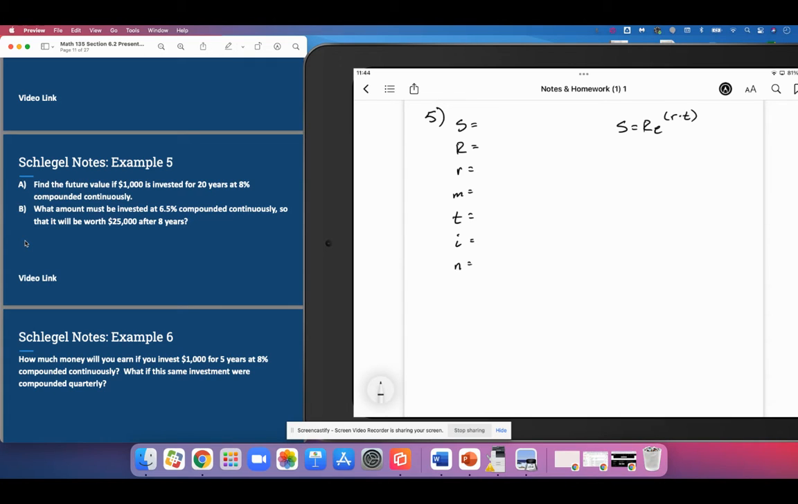We're looking for the future value, which is S. We don't know what that is. We're investing $1,000. The rate is 8%, so 0.08. The M, the compounding periods, we don't get for continuous compounding. T is the total number of years, which is 20. We do not need I or N for this formula. So what will go into Wolfram for me, everyone, is S equals 1,000 e to the power of 0.08 times 20. I will put that in Wolfram now.